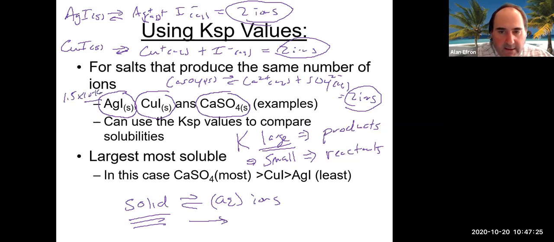Minus 16. Copper 1 iodide. I don't know if I have that one. I don't think I do, on that chart I'm looking at. And calcium sulfate. Maybe I got that one at least. Calcium sulfate, 6.1 to the minus 5.